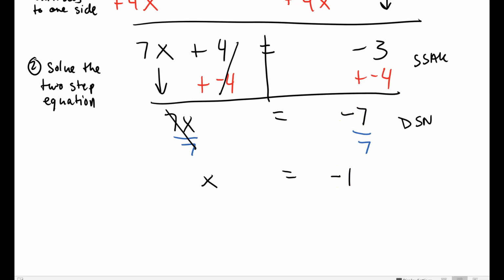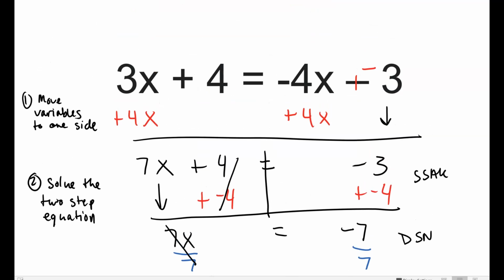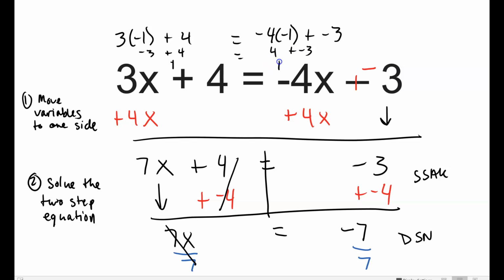You could easily check if this is the right answer by going back up here and plugging in. So 3 times negative 1 plus 4, is that equal to negative 4 times negative 1 plus negative 3? Well, on this side, I get negative 3 plus 4, which is equal to 1. And on this side, I get 4 plus negative 3, which is equal to 1. That's a true statement. 1 is equal to 1, right?